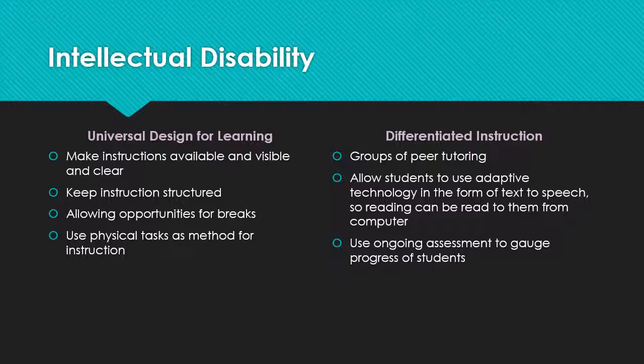For universal design for learning with intellectual disabilities, making sure that the instructions are available and clear is so important, and also keeping the lessons very structured helps students to understand what's going on and the consistency that that brings. With differentiated instruction, having your students group up for peer tutoring is helpful. And then also just to use the ongoing assessment tool to keep gauging your students' progress instead of making them take tests and that sort of thing is helpful.